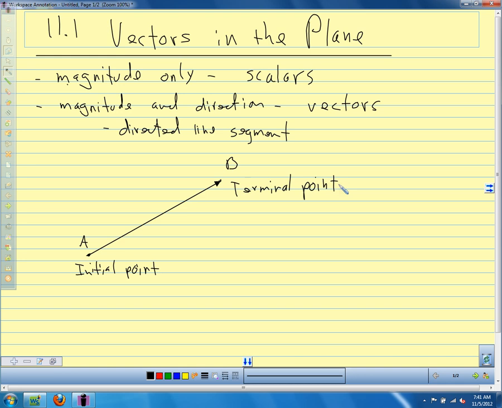In the textbook, vectors are usually printed in bold, and we usually use lowercase letters. In handwriting, the way I'll note vectors is with a little arrow over the top. So we'll talk about vector u or vector v, with the little arrow over the top.